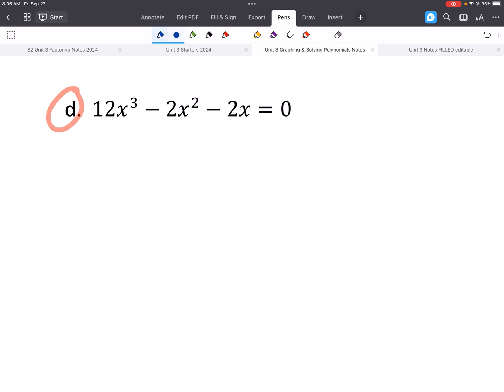Okay, so let's look at this one. We kind of talked about this in our last lesson. What should we do first before we try and do anything else? We should always check for GCF. So here the GCF looks like 2x. So we're going to pull out a 2x, and we would get 6x squared minus 1x minus 1.